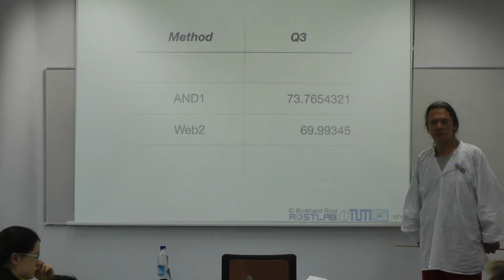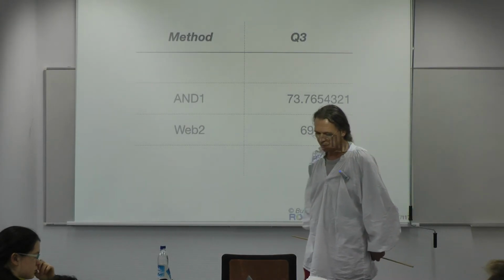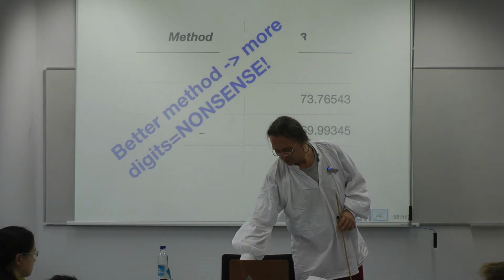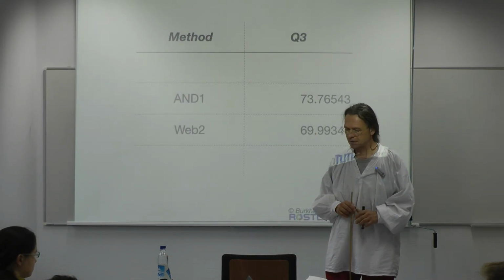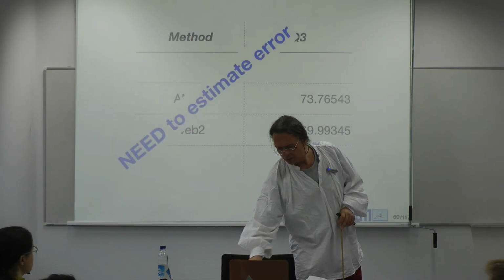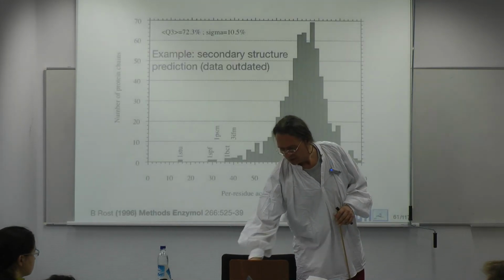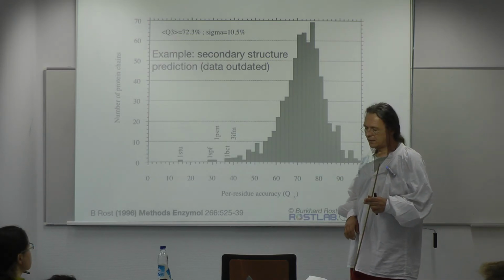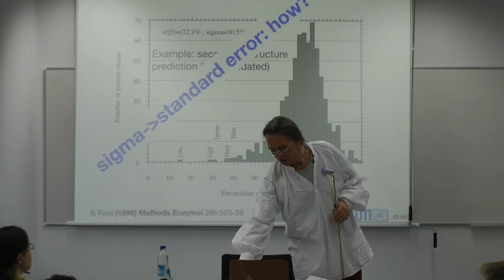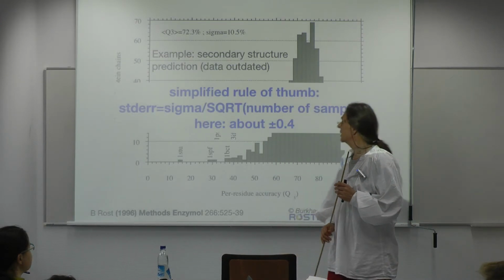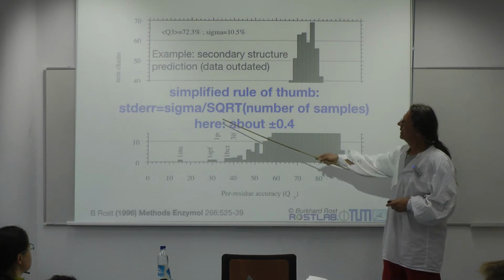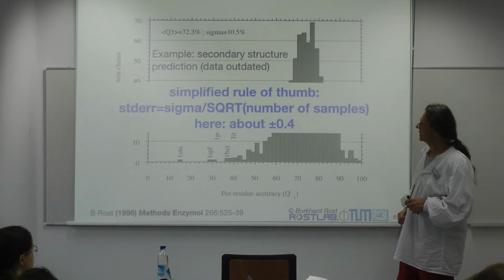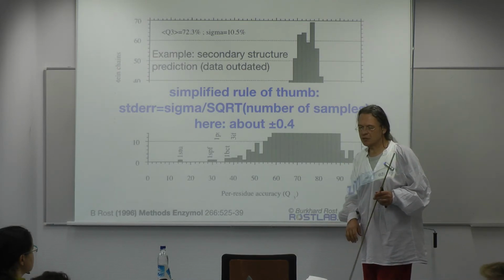There's no standard error reported, so you can't even tell if the digits are valid or not. Clearly, to assume that more digits is better is total nonsense. What you absolutely need to do is provide an error estimate. Typically from a distribution you have a standard deviation, and from the standard deviation you can get the standard error. As a rule of thumb, the standard error is sigma divided by the square root of the number of samples. In this particular case, it's plus minus 0.4.